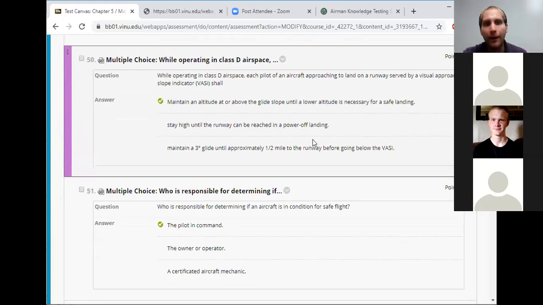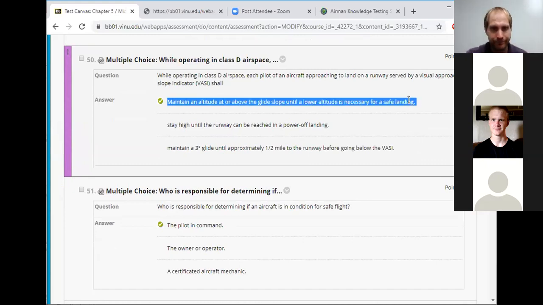All right. We are operating in a Class Delta airspace. Each pilot of the aircraft approaching to land on a runway served by a VASI, visual approach slope indicator, shall maintain an altitude at or above the glide slope until a lower altitude is necessary for safe landing. That's the correct answer.